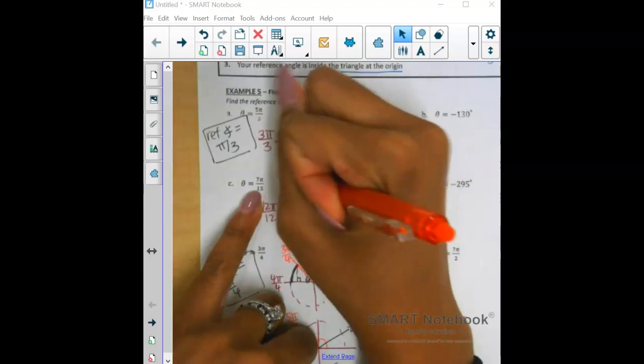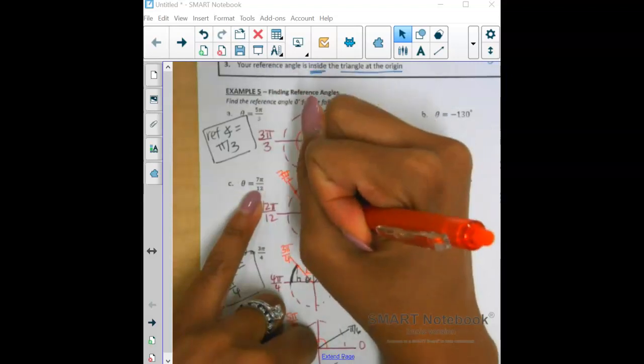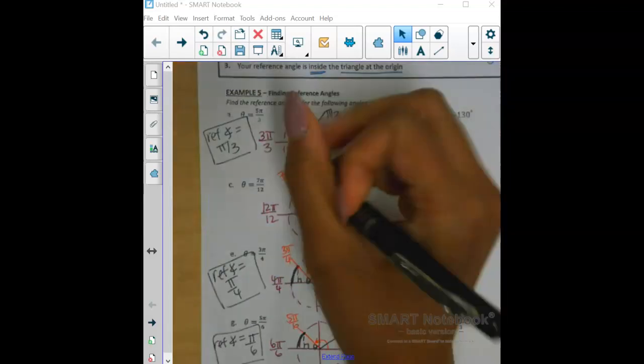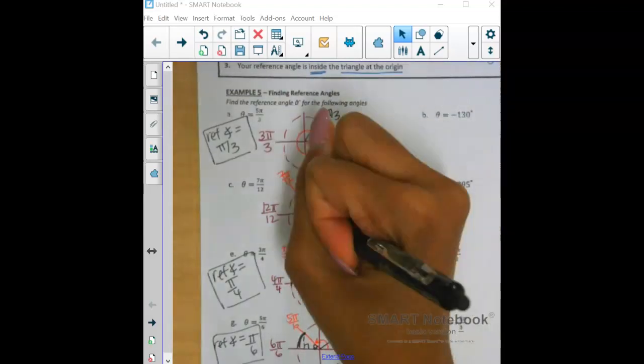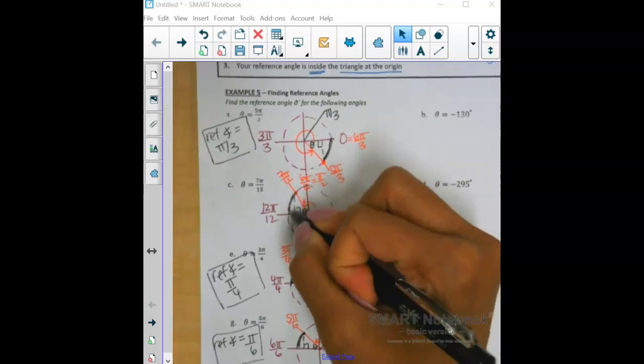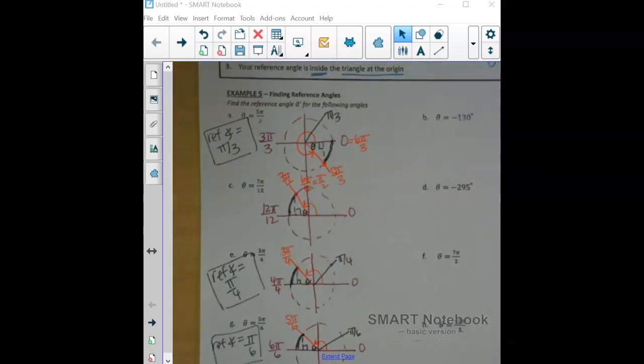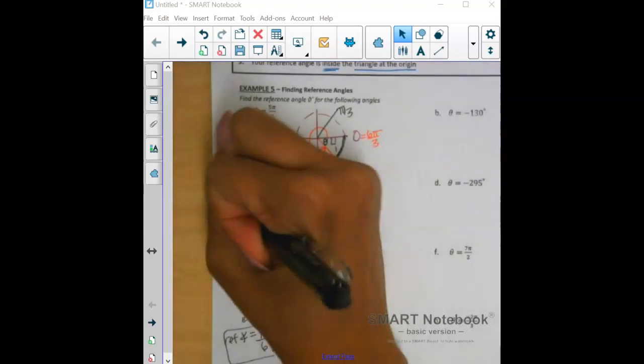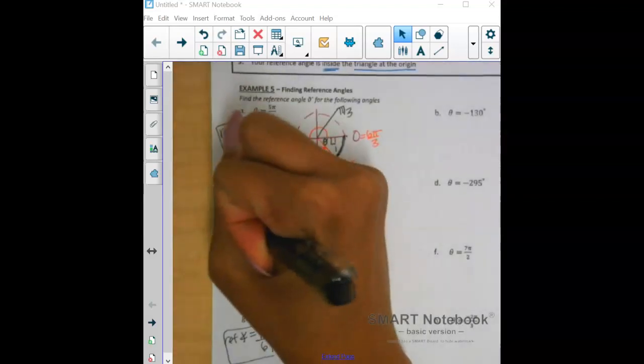This is 7 pi over 12, and I went in this direction to get to it. So if I'm trying to find theta, which is going to be the distance from 7 pi over 12 to 12 pi over 12, Fatima, what do you think that reference angle is going to be? 5 pi over 12, that's exactly it. Your reference angle is going to equal 5 pi over 12.